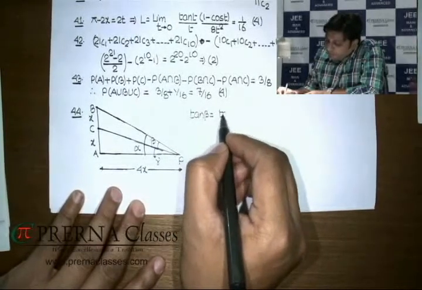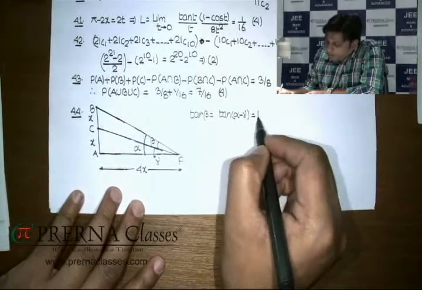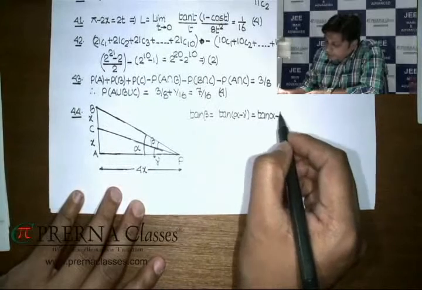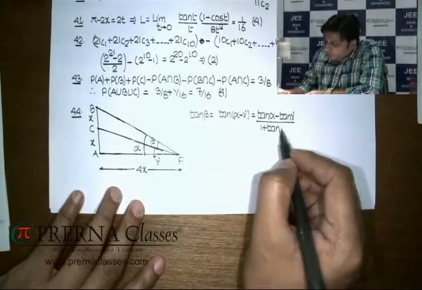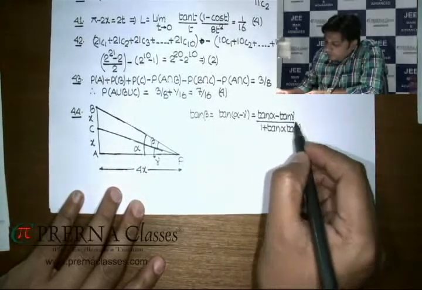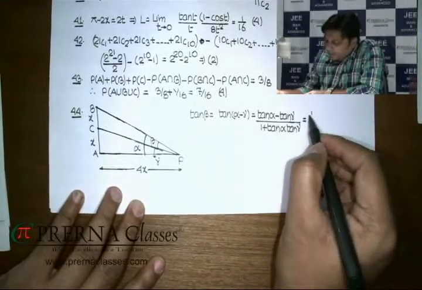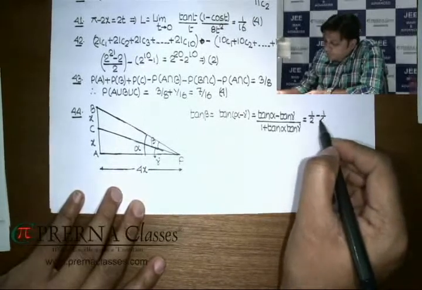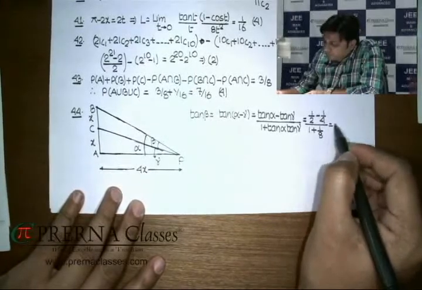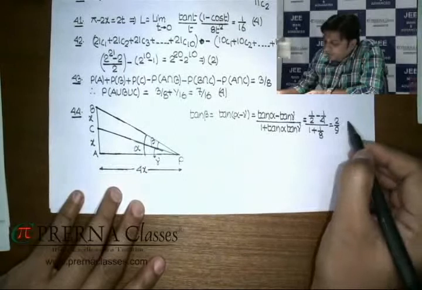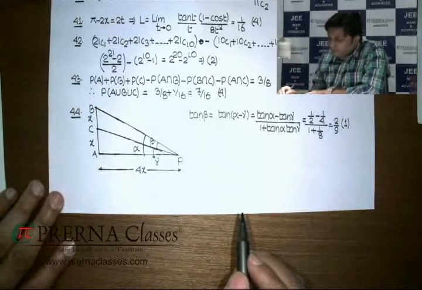Utilizing the diagram, we can write tan beta equals tan of alpha minus gamma, that is tan alpha minus tan gamma by 1 plus tan alpha into tan gamma. Note that tan alpha can be substituted as 1 by 2. Tan gamma is 1 by 4. The required value then is going to be 2 by 9, which is the first option of this set.